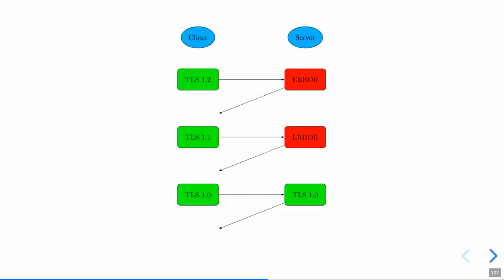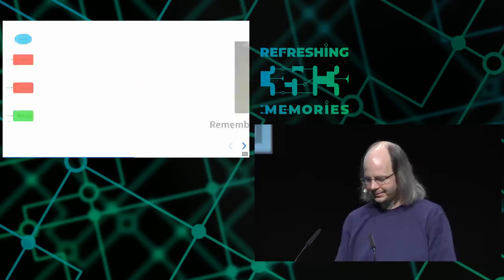So what the browsers did is, okay, we try it with the latest TLS version we support. And if we get an error, we try it again with one version lower, and again one version lower, and eventually we may succeed to connect. So here we have a browser, and we have an enterprise server that supports TLS 1.0, and we will eventually get a connection.